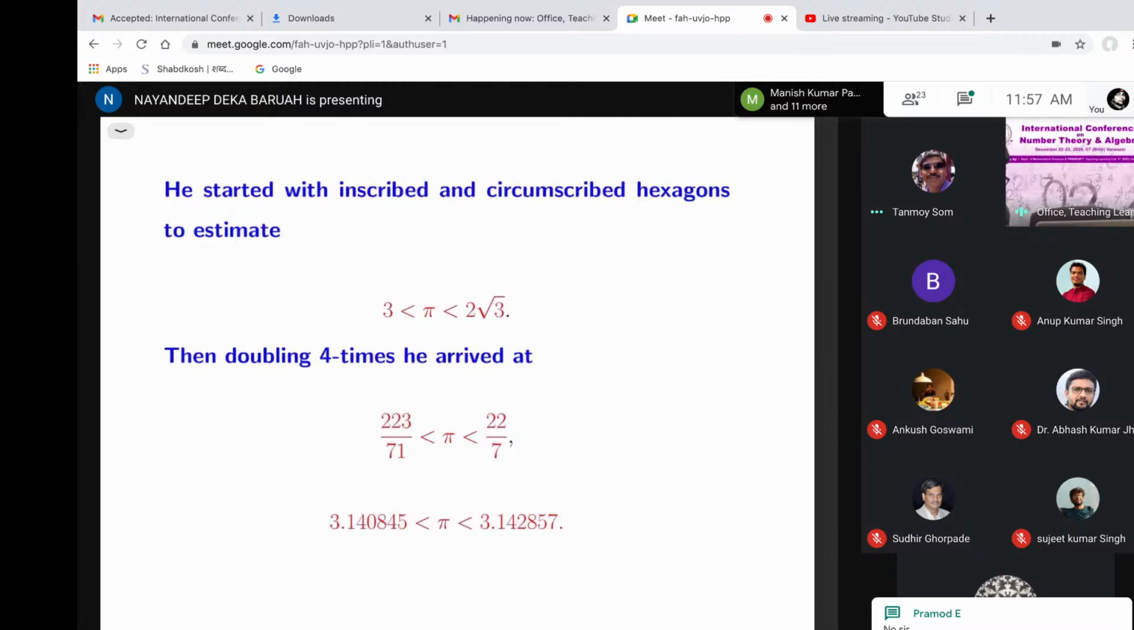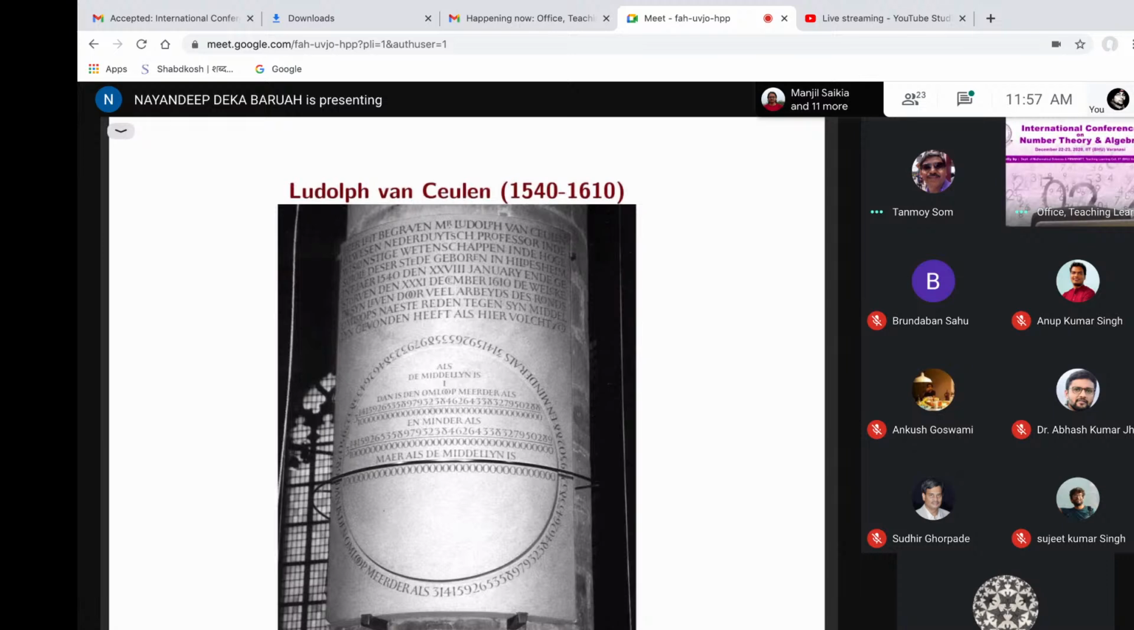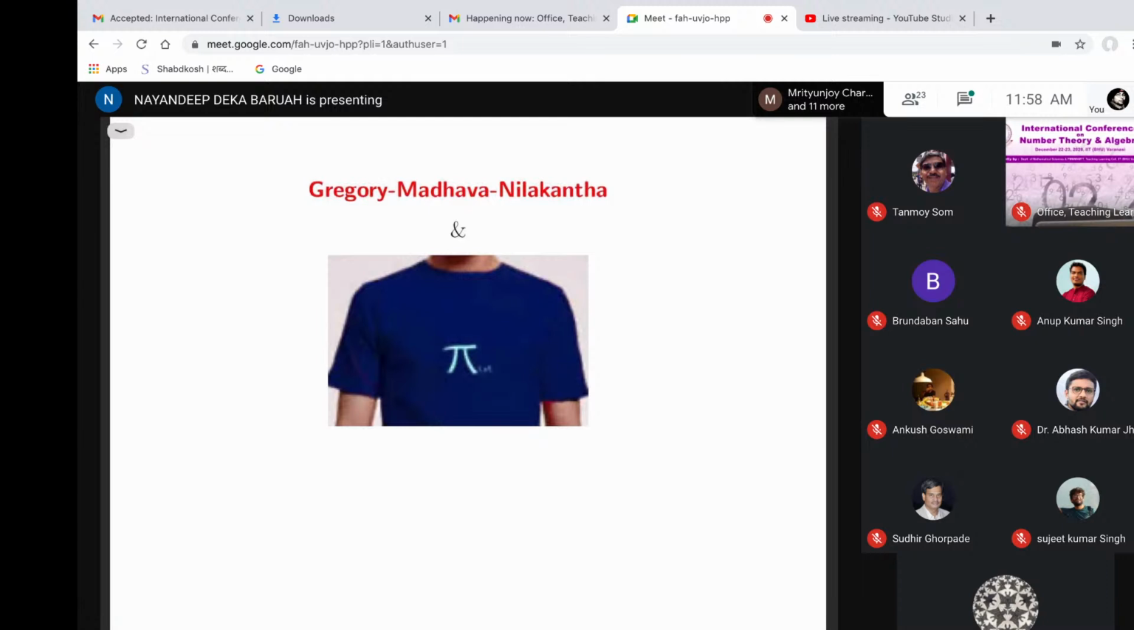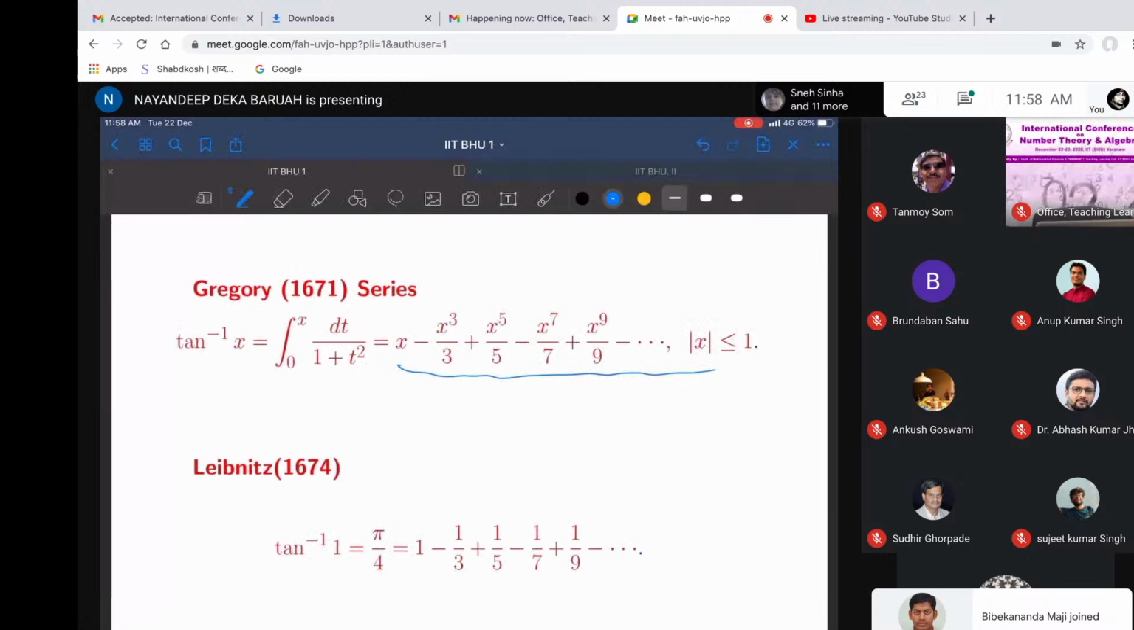Yes. Okay. Thank you. So then the second method was this Gregory, Madhava, Nilakantha, Leibniz series, because this was based on calculus, which was discovered by Sir Isaac Newton and Leibniz. By using calculus, you see that this integral has the value arctan of x, and one can expand it by the binomial theorem and then integrate. So one can get that this is x minus x cubed by 3 plus x to the power 5 by 5 minus etc., which converges for modulus of x less than or equal to 1.